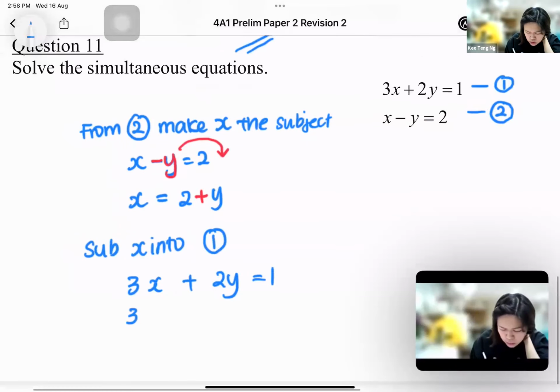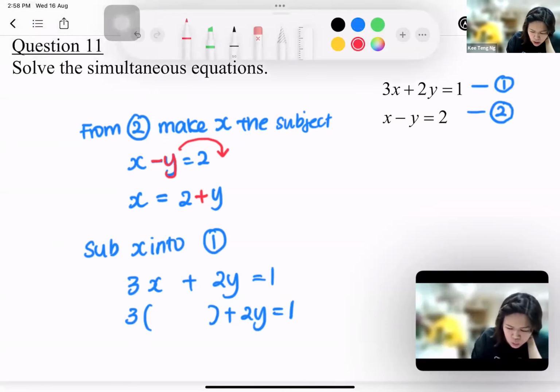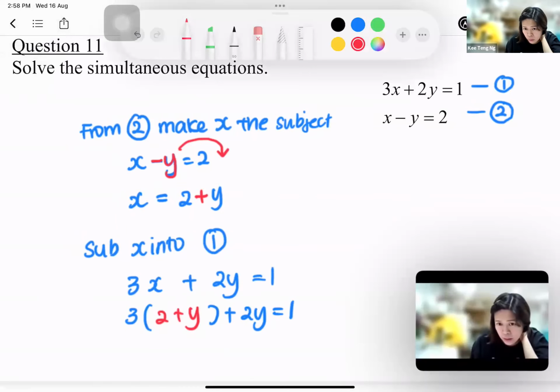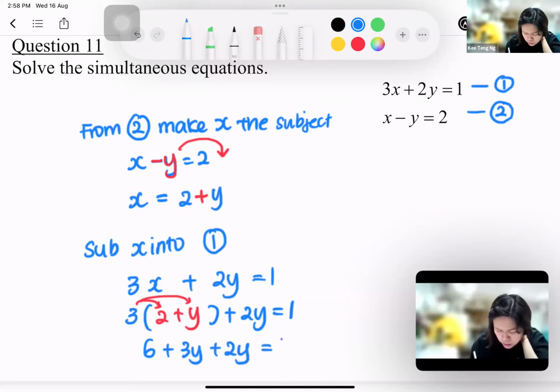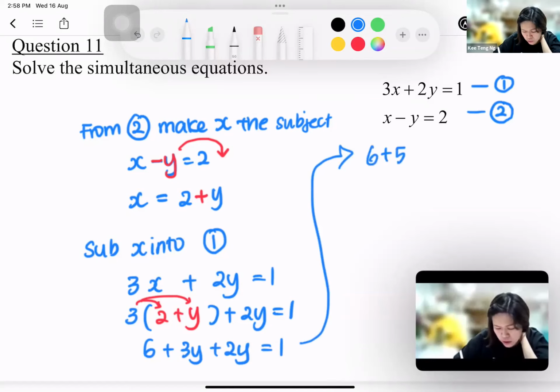So the moment I see x, I'm going to change the x to 2 plus y. Then what do we need to do? We need to expand. So I have 6 plus 3y plus 2y equals to 1. Let me continue over here. So this is 6 plus 5y equals to 1.